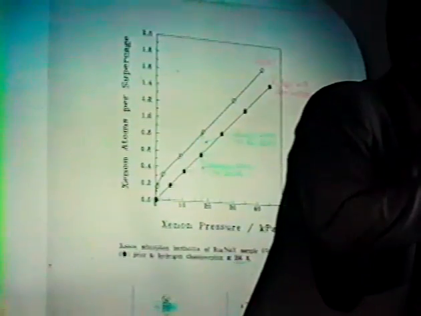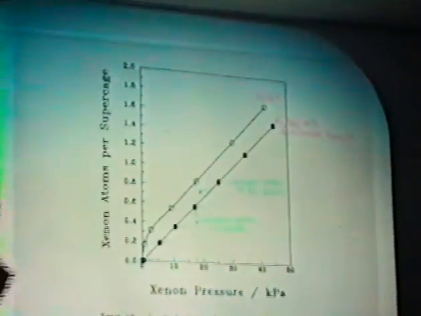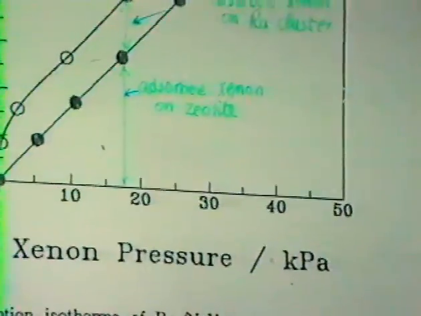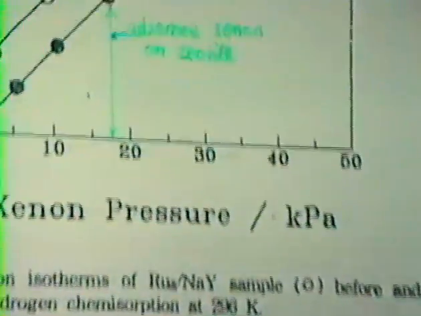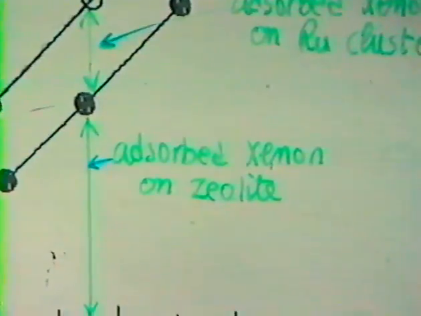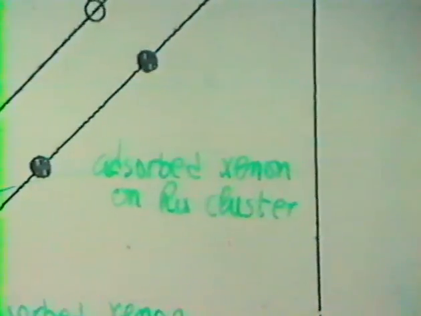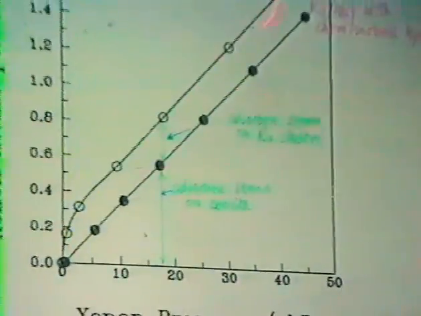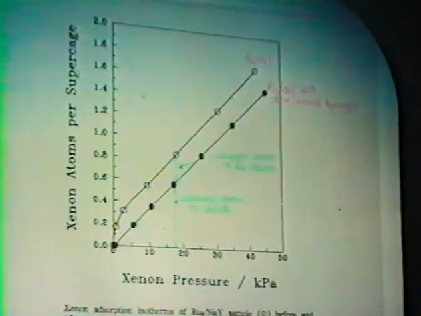The problem related to the particle size within zeolite crystal can be studied very easily by the xenon adsorption technique. This is a xenon adsorption isotherm of ruthenium supported on Y zeolite. When we saturate the surface of ruthenium with oxygen or hydrogen, the amount of xenon adsorbed just follows simple Henry's law, showing that there is only weak adsorption of xenon on the support. And the difference here is due to the xenon adsorption on the metal cluster.